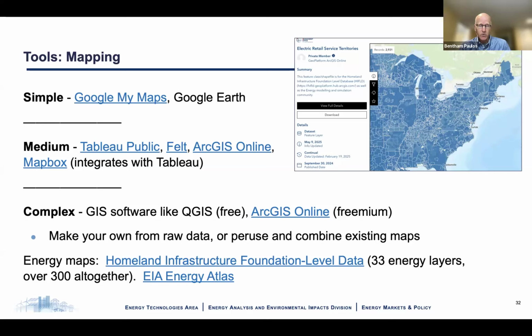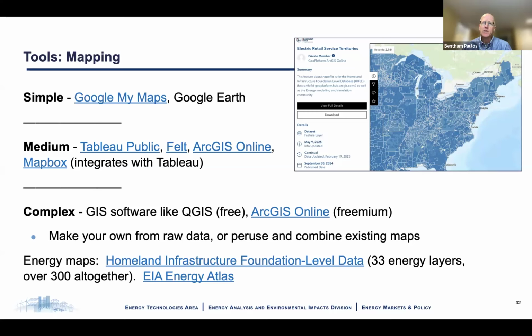The most simple ones we're all familiar with, like Google Maps. Google My Maps is a way for you to use Google Maps to create your own maps. You can put things on it, usually just pins, but you can create your own data sets on Google Maps. Google Earth, likewise, is a more sophisticated, better looking version of it. And there are an increasing amount of plug-in programs into Google Maps and Google Earth that allow you to do more things.